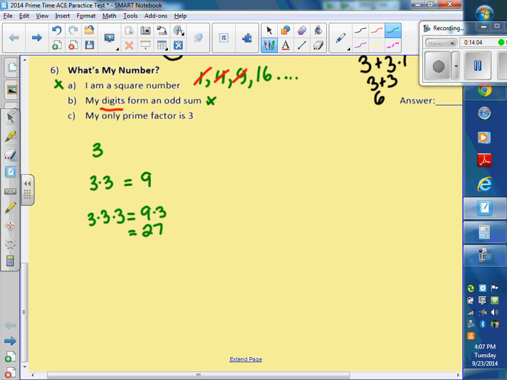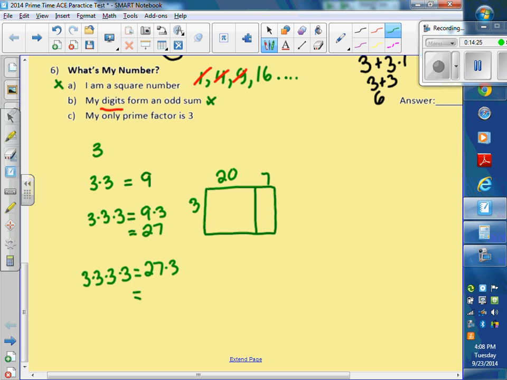So we have to keep going. 3 times 3 times 3 times 3 would be 27 times 3. 27 times 3, using that distributive property for multiplying. 3 times 20 is 60. 3 times 7 is 21. 60 plus 21 is 81. That is a square number. So there is your answer.